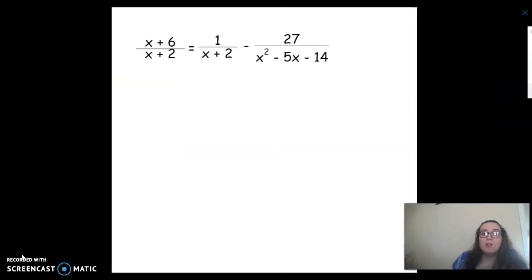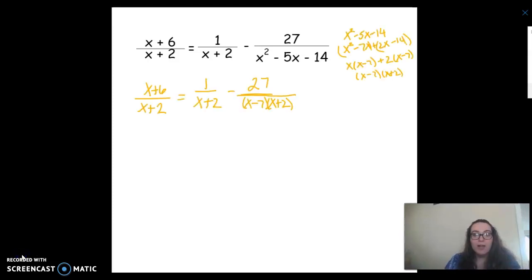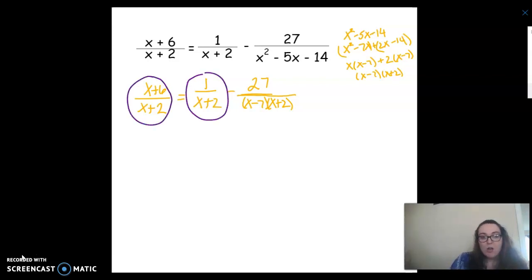Go ahead and write down the question and factor the denominator that can be factored. Here's what you should have when you factor the denominator of that second fraction on the right side of the equal sign. You may have noticed that two of these already had a common denominator, so we can combine them. Because they're on opposite sides of the equal sign, we have to move the appropriate one over to the other side.